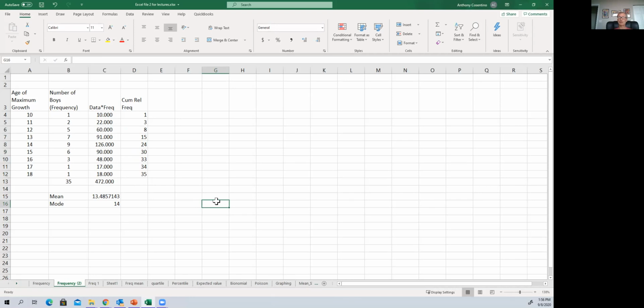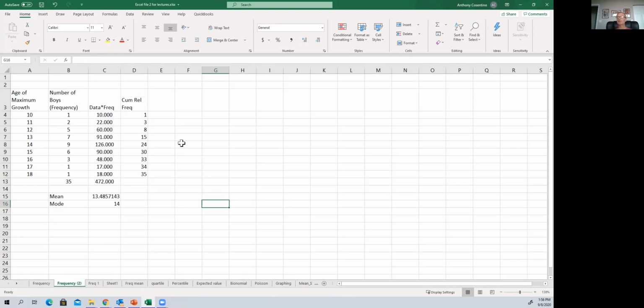So this gives you the last position of each one of the data points. So 10 is the first data point, right? And then 11 is data point 2 and data point 3. 12 is data point 4, 5, 6, 7, and 8. 13 is 9, 10, 11, 12, 13, 14, 15. Hopefully you get the picture.